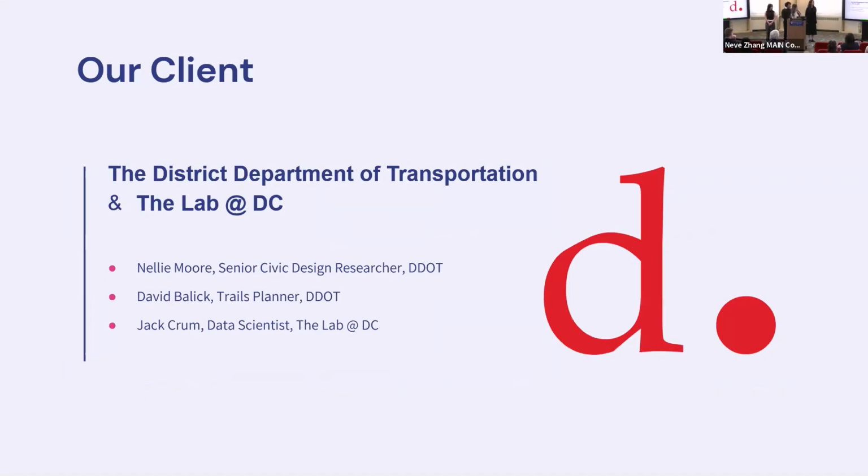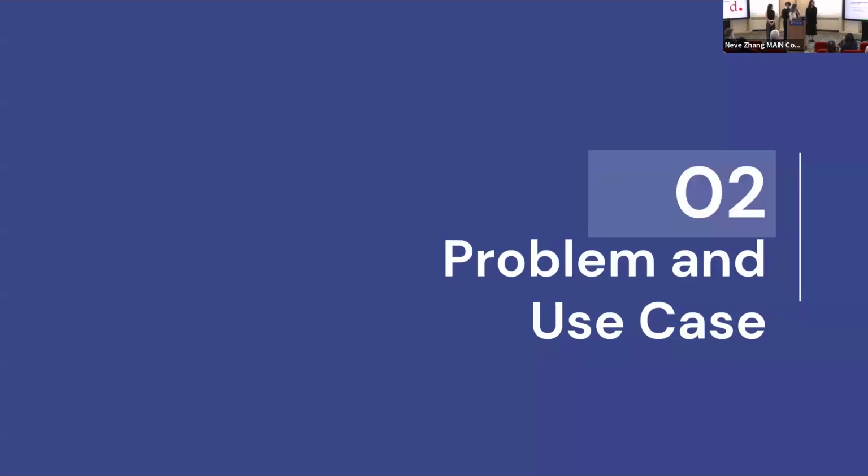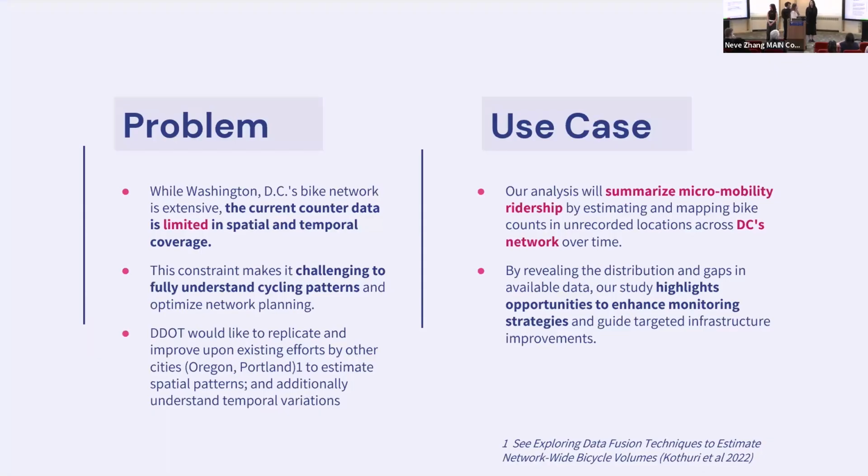So here's our lovely client, the District Department of Transportation and the lab at DC. So before talking about our use case, we're going to talk about our problem statement first. While Washington, D.C.'s bike network is extensive, the current counter data is limited in both temporal and spatial coverage. This limitation makes it challenging to fully understand cycling patterns and optimize network planning. To tackle this problem, DDOT would like to replicate and improve upon existing efforts by other cities like Portland, Oregon. So our use case is going to be estimating and mapping bike counts in unrecorded locations across the DC network over time. And by revealing the distribution and gaps in available data, our study highlights the opportunity to enhance monitoring strategies and guides targeted infrastructure improvements.